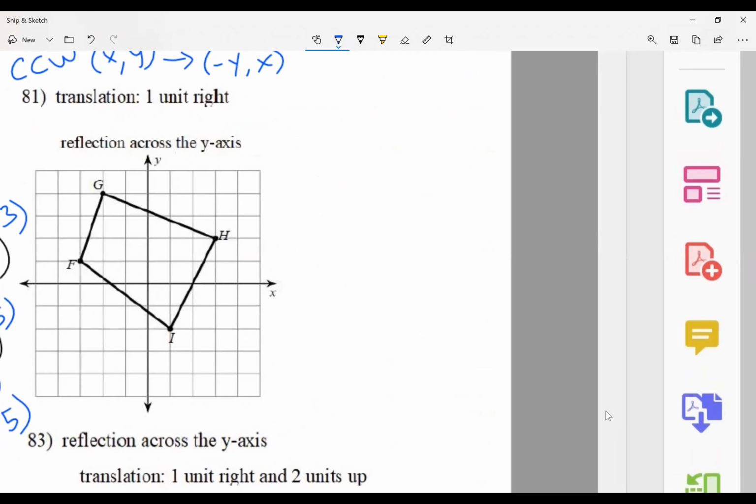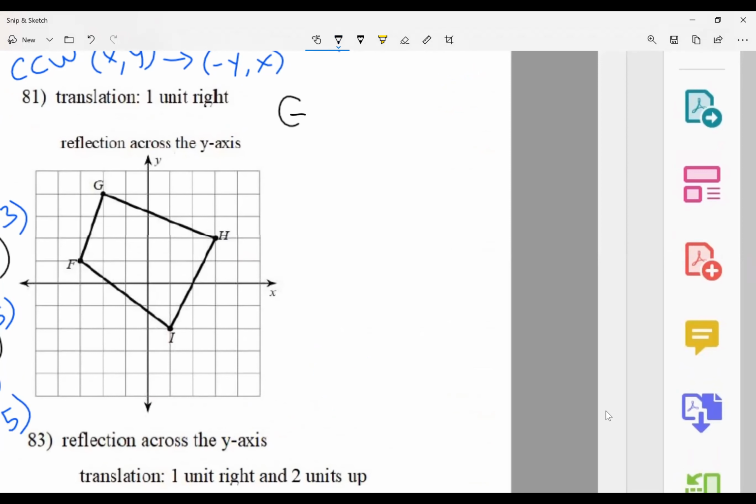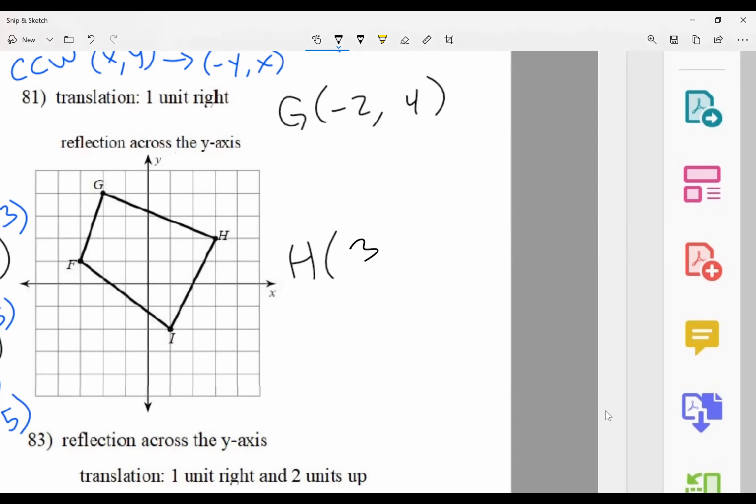Let's take a look at question number 81. Let me get the coordinates that we have to begin with. If I was looking at G, the coordinates of G are (-2, 4). I'm only going to do two points, but you can basically do any of them, right? If I was looking at H, the coordinates of H are (3, 2).